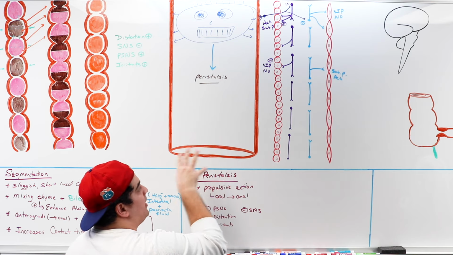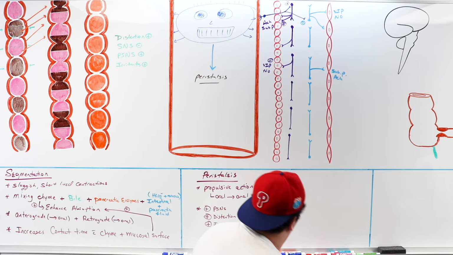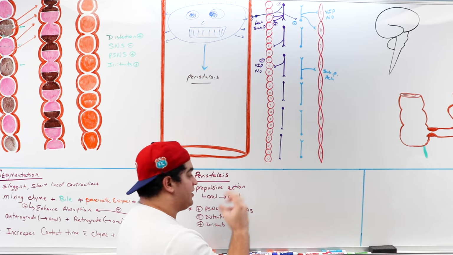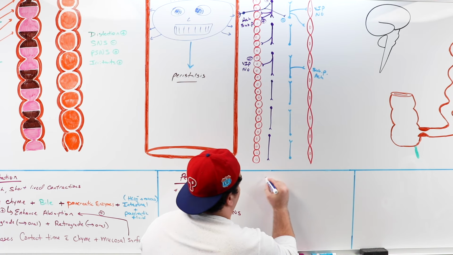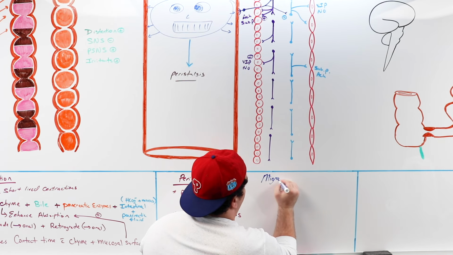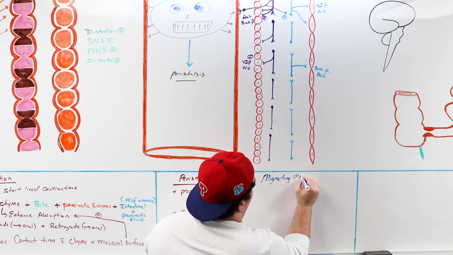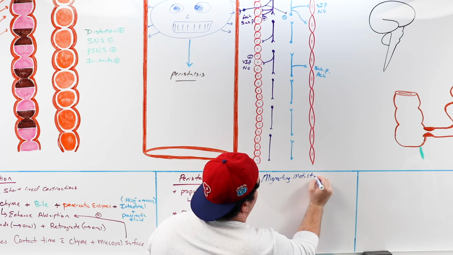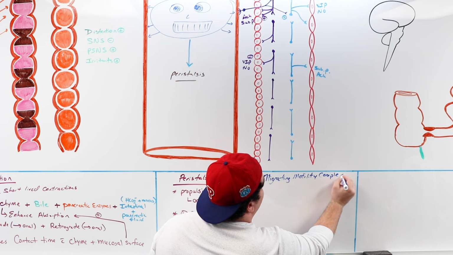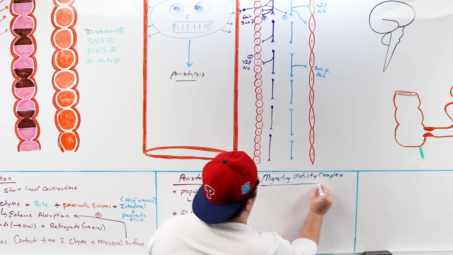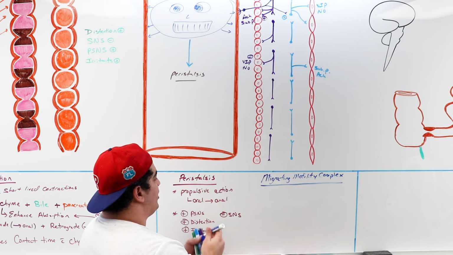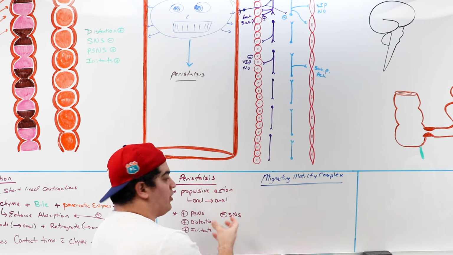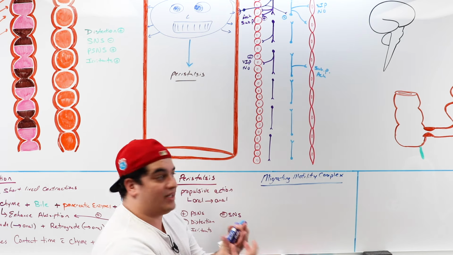Now, another type of peristaltic mechanism that I want to briefly mention, which we talked about in the GI motility and stomach motility, is called the migrating motility or motor complex. Now, this is actually going to be regulated at specific times. Now, here's what I want you to remember. Peristalsis occurs whenever there's already food in the small intestine.